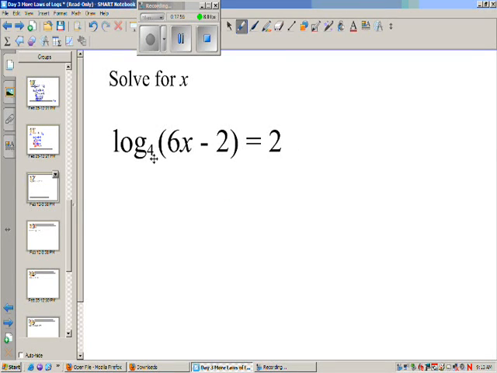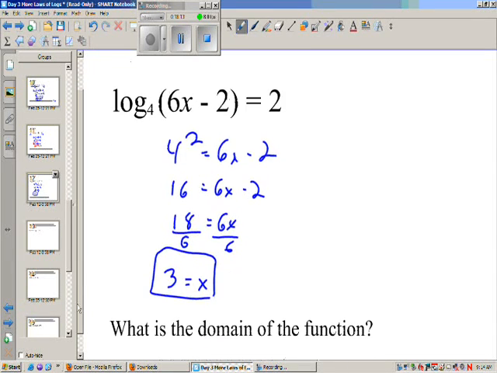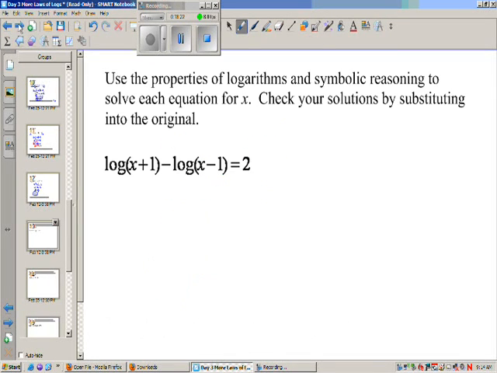Now try this one. We have 4 to the second power is equal to 6x minus 2. So we have 16 is equal to 6x minus 2, add 2 to both sides, divide by 6, and your answer will be 3. Now is this in the domain of the function? 6 times 3 is 18, 18 minus 2 is 16, 4 to the second power is 16, so everything works out perfect.